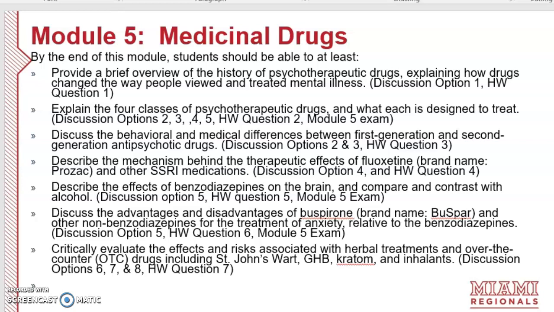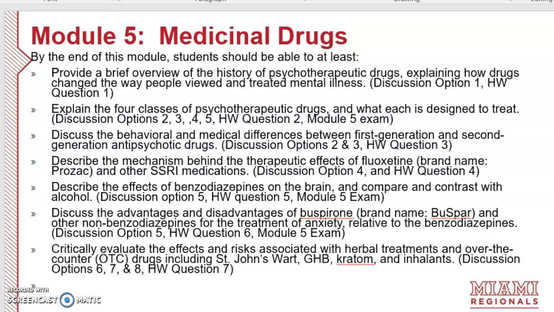Next, students will be able to explain the 4 classes of psychotherapeutic drugs and what each is designed to treat. We'll cover this in discussion options 2, 3, 4, 5, homework question 2, and the Module 5 exam. Next, students will learn to discuss the behavioral and medical differences between first-generation and second-generation antipsychotic drugs. We will cover this in discussion options 2 and 3 and homework question 3.